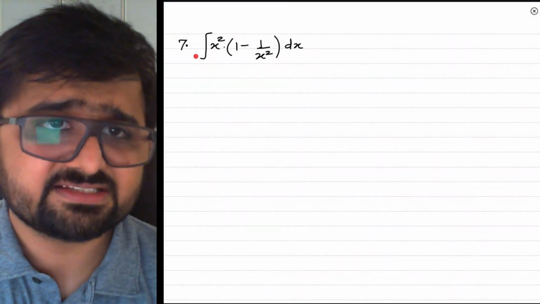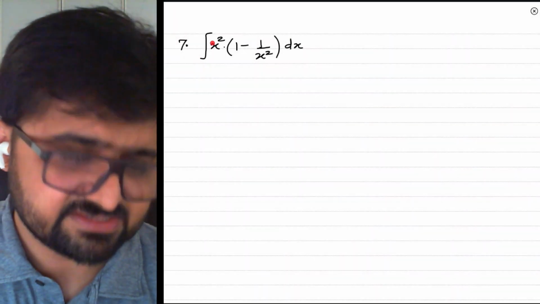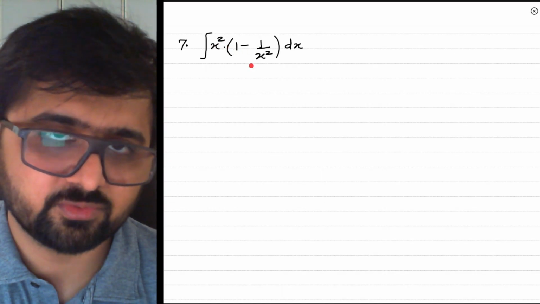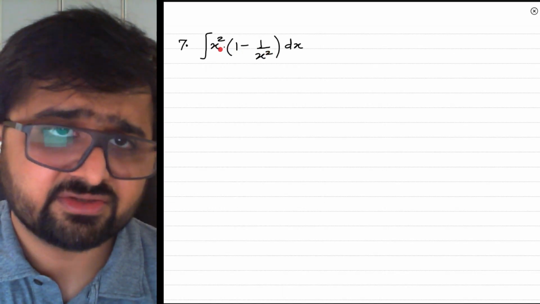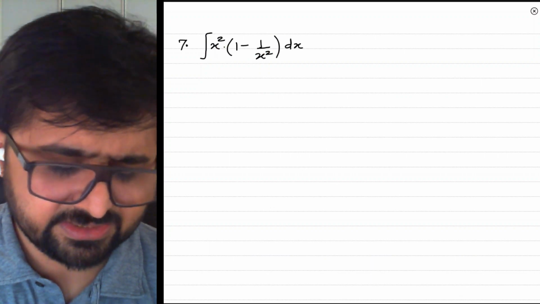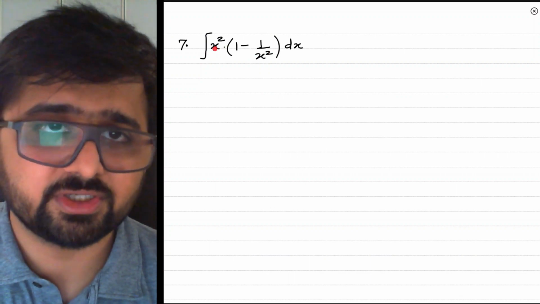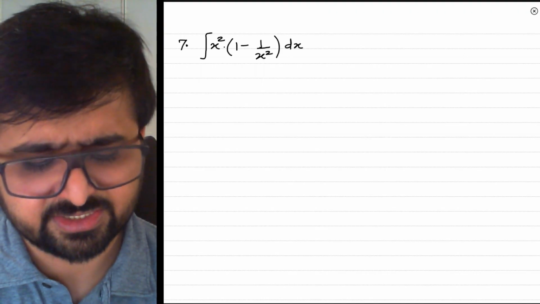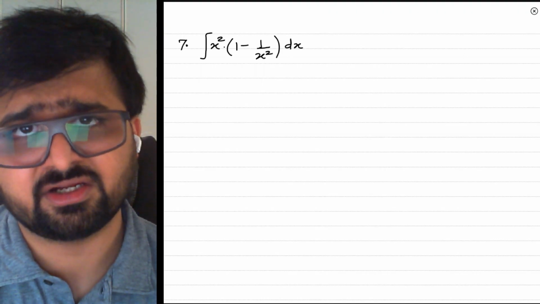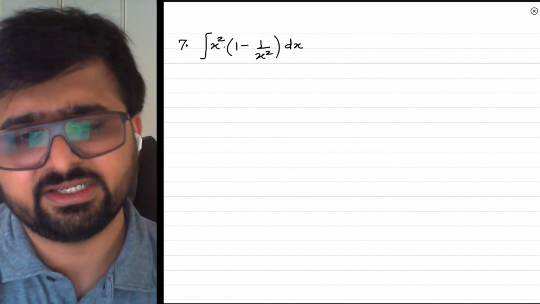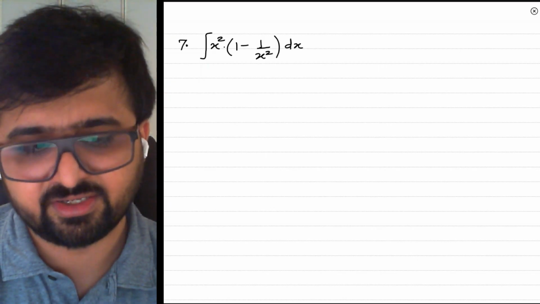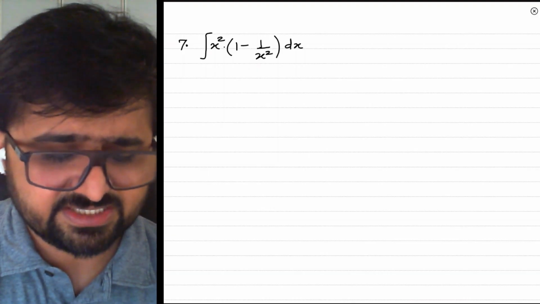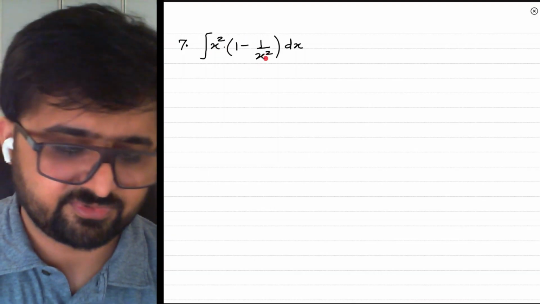All right, now let's get started with question number 7. It says integral of x squared times 1 minus 1 over x squared dx. Now, since I see a product here, generally in integration, if you see a product, you try to convert it to either addition or subtraction, just because it's easy to integrate addition or subtractions rather than integrating a product. It is possible to integrate a product, that we'll see in the later part of this playlist, but it's generally easy to integrate addition or subtraction.